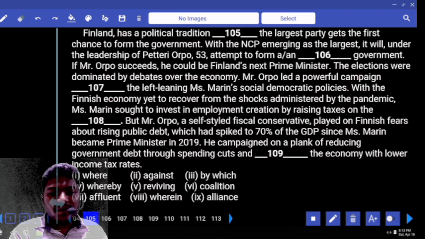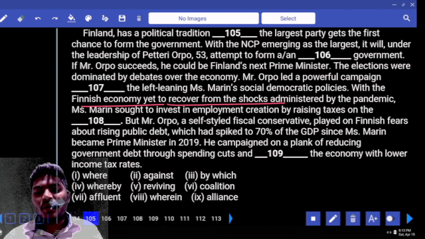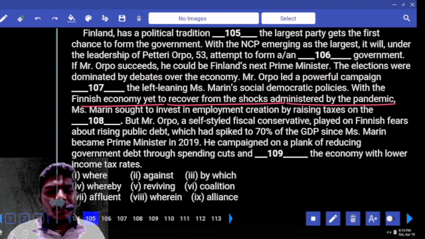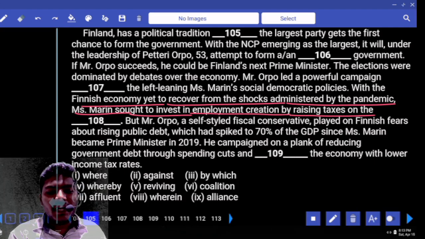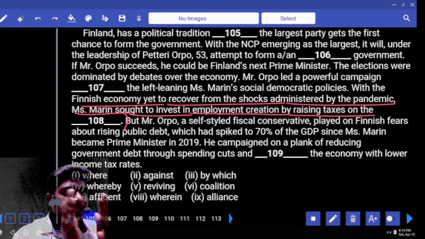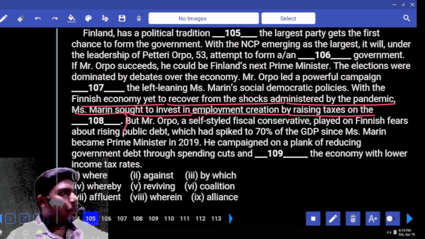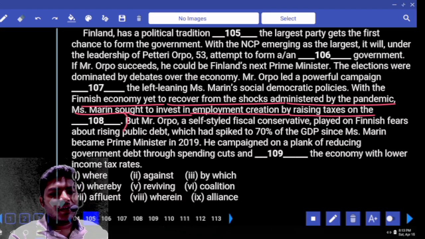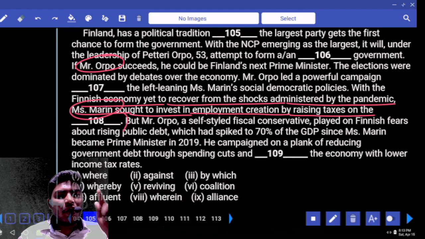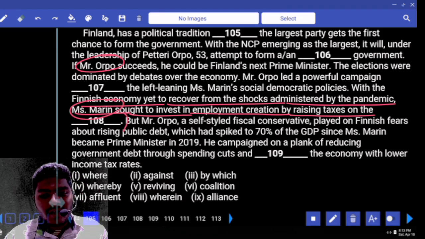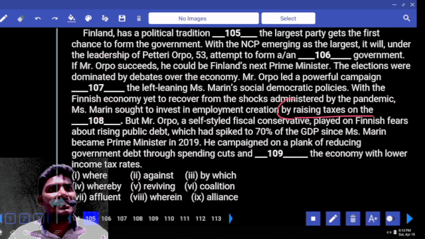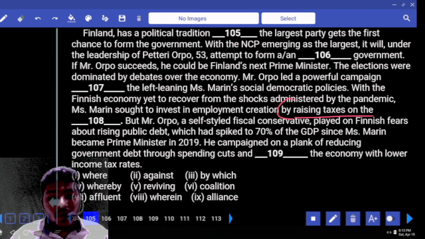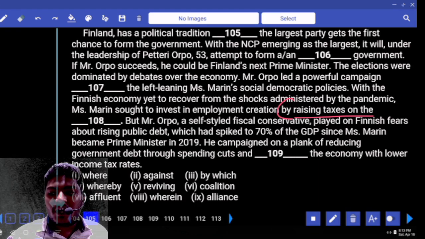Now, with the Finnish economy yet to recover from the shocks administered by the pandemic, Ms. Marin sought to invest employment creation by raising taxes on the dash. Look at the situation very carefully. There are two people contesting in the elections. Who is one fellow here? Mr. Orpo. Who is another person here? Ms. Marin. Now, Ms. Marin sought to invest. Invest where? Invest in employment creation by doing what? By raising the taxes. By raising the taxes on whom? On the dash. After the, what do we need actually?